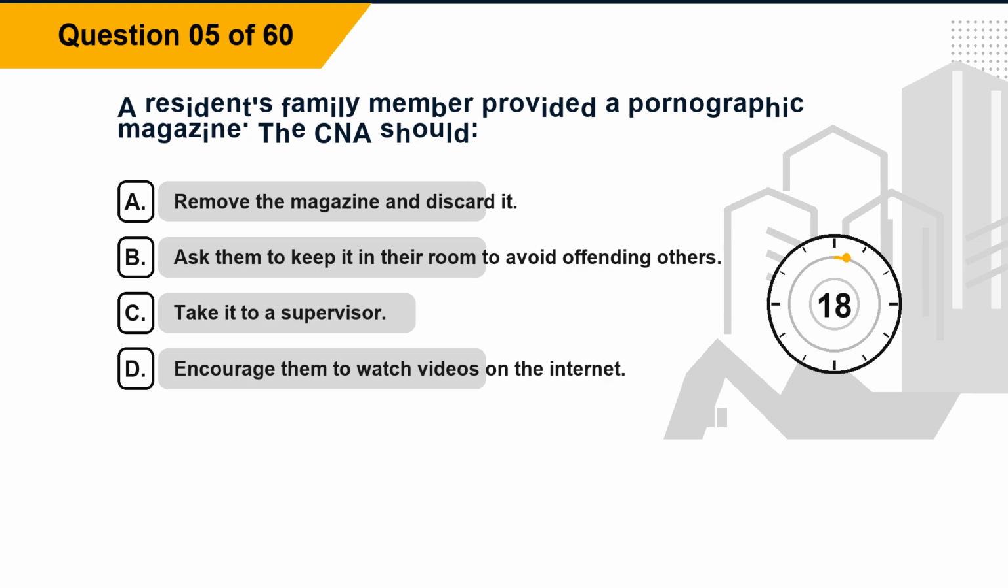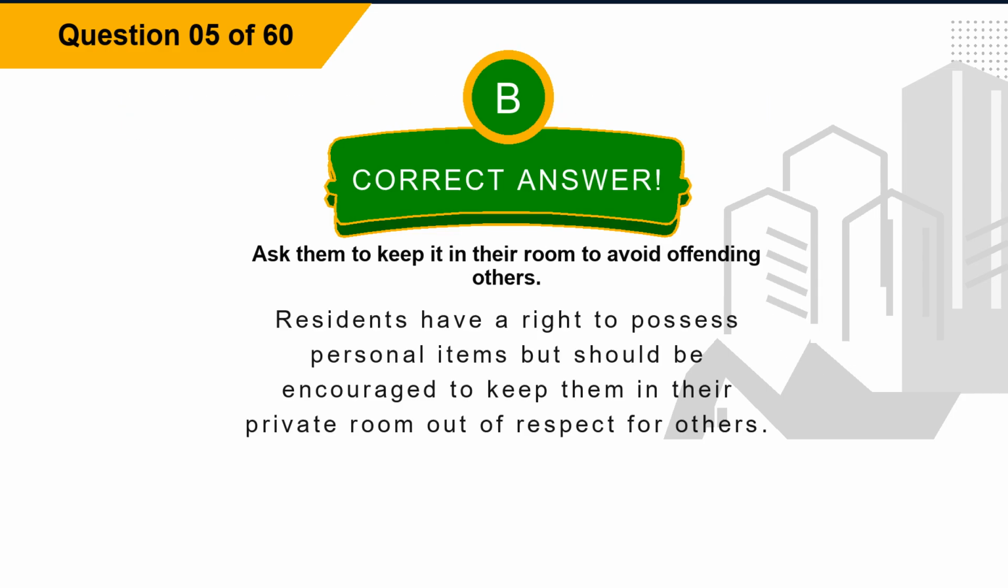Question 5. A resident's family member provided a pornographic magazine. The CNA should. Option A. Remove the magazine and discard it. Option B. Ask them to keep it in their room to avoid offending others. Option C. Take it to a supervisor. Option D. Encourage them to watch videos on the internet. The correct answer is option B. Ask them to keep it in their room to avoid offending others. Explanation. Residents have a right to possess personal items but should be encouraged to keep them in their private room out of respect for others.